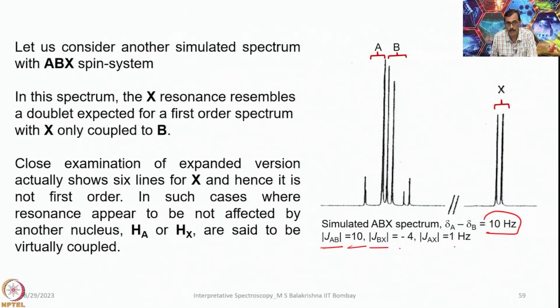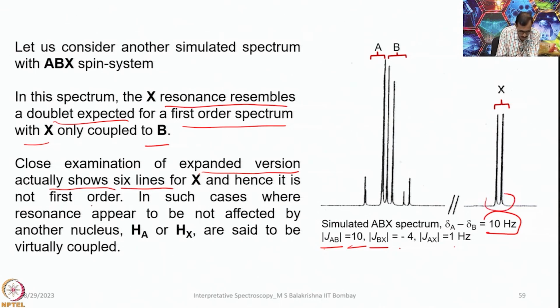So if you consider this ABX spin system, the X resonance resembles a doublet expected for a first order spectrum, with X only coupled to B. Close examination of the expanded version actually shows 6 lines for X, and it is not first order. In such cases where a resonance appears to be not affected by another nucleus, HA or XA are said to be virtually coupled. So in a typical system with these coupling values and chemical shifts, we come across virtual coupling.